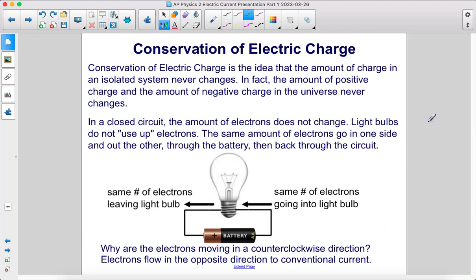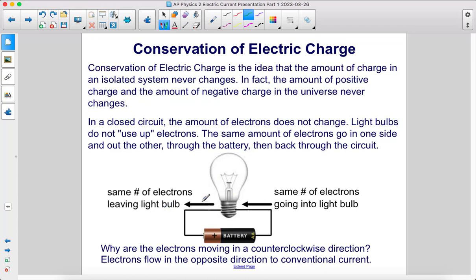Conservation of electric charge is the idea that the amount of charge in an isolated system never changes. In fact, the amount of positive charge and the amount of negative charge in the universe never changes. In a closed circuit, the amount of electrons does not change. Light bulbs do not use up electrons. The same amount of electrons go in one side and out the other, through the battery, then back through the circuit. So the same number of electrons are going into the light bulb as are leaving the light bulb.